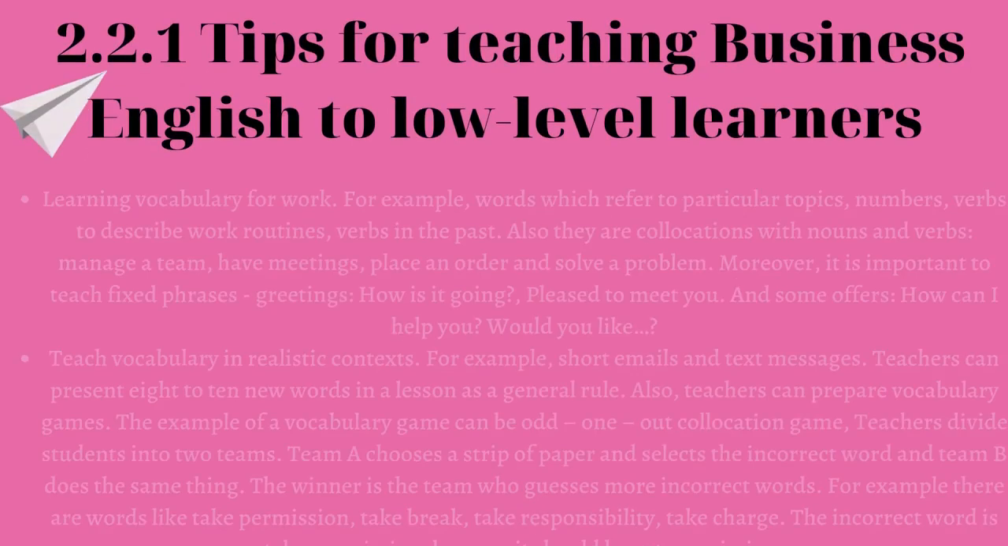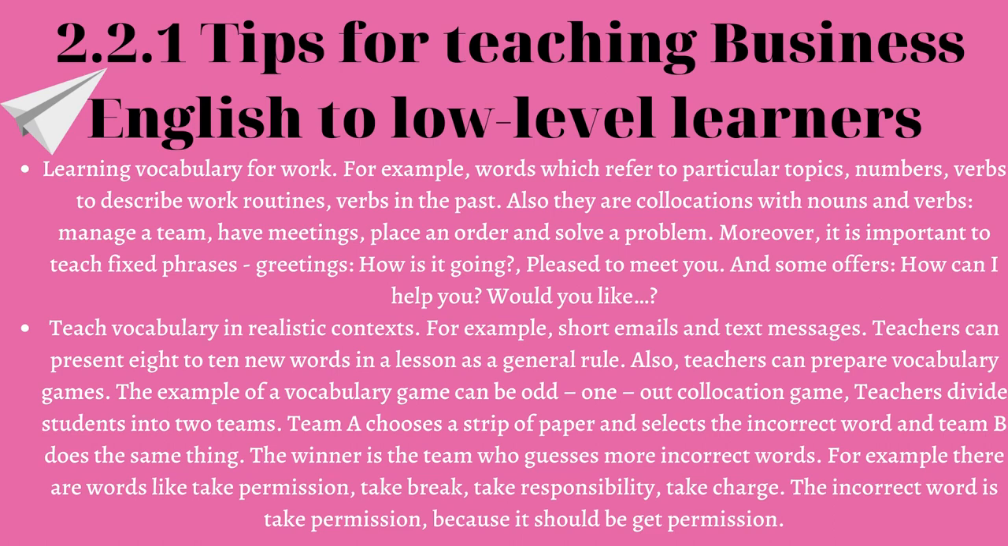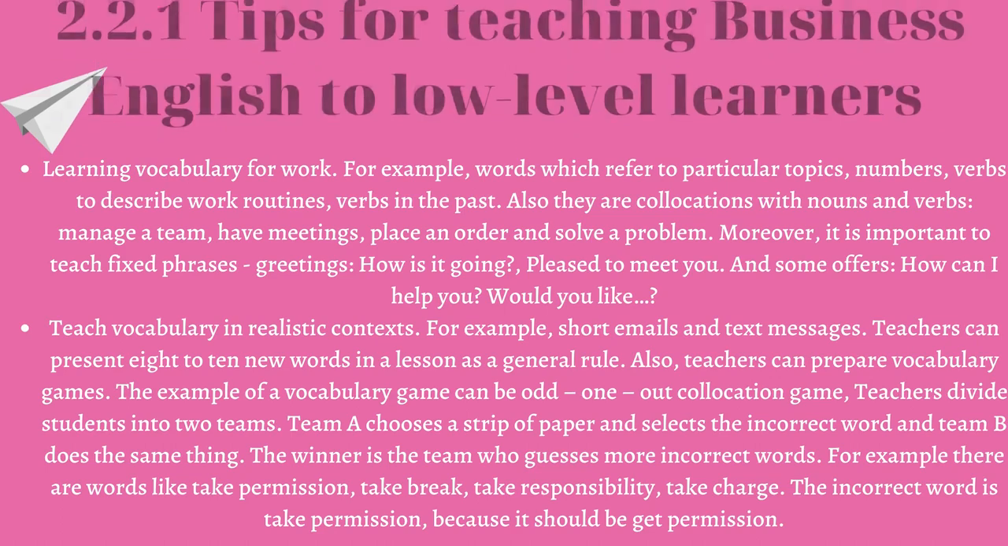So, tips for teaching business English to low level learners. Learning vocabulary for work: it is important to teach fixed phrases, greetings such as how is it going, pleased to meet you, and some offers such as how can I help you, would you like. Teach vocabulary in realistic context, for example, short emails and text messages. Also, teachers can prepare vocabulary games. An example of a vocabulary game can be the odd one out collocation game.